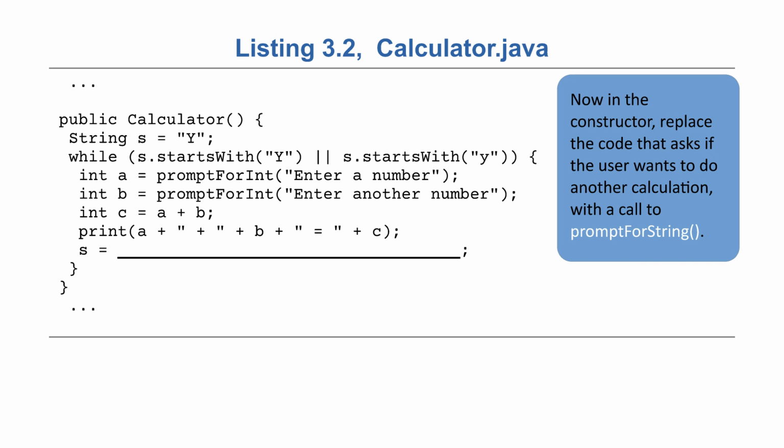Now, in the constructor, replace the code that asks if the user wants to do another calculation with a call to promptForString. Run it. What happened? It should run exactly the same as before.